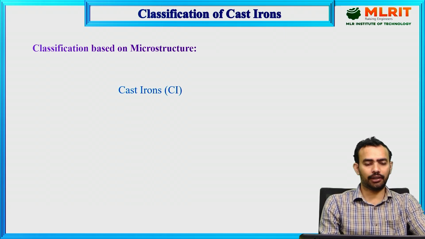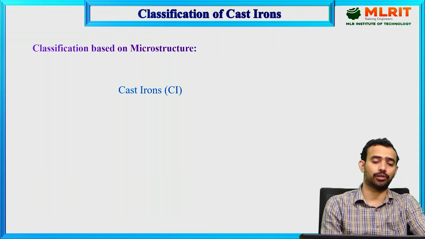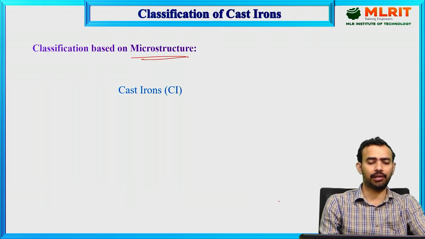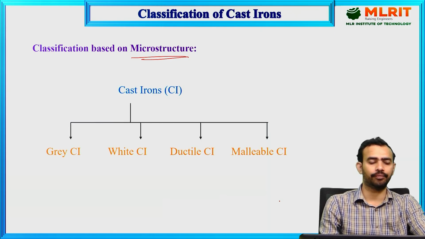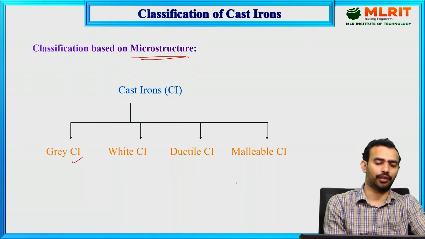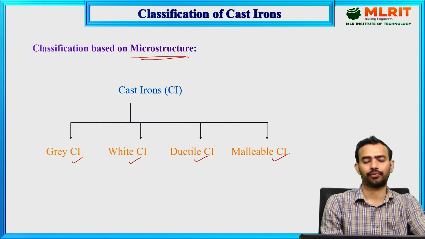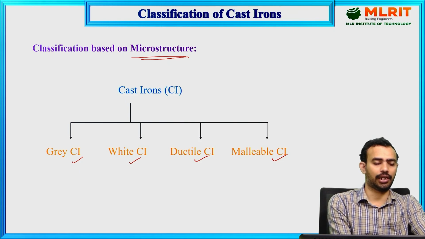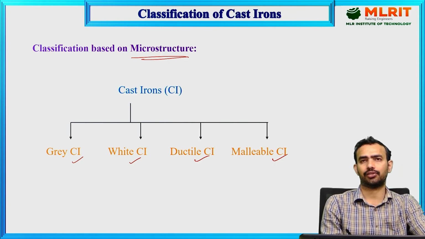Then if you look at the classification, it is primarily based on the microstructure. Based on the microstructure, cast irons are classified into four categories primarily. The first one is called gray cast iron, then white cast iron, ductile cast iron, and malleable cast iron. So based on the microstructure, these cast irons are classified into four: gray cast iron, white cast iron, ductile cast iron, and malleable cast iron.